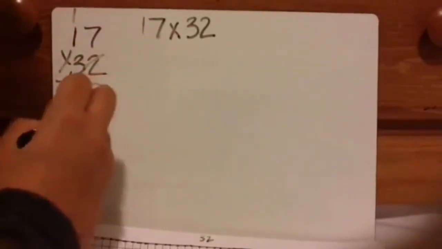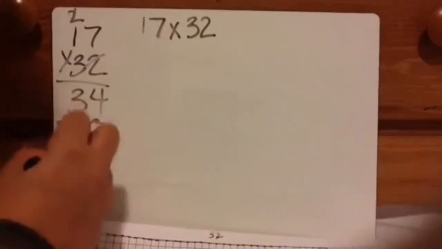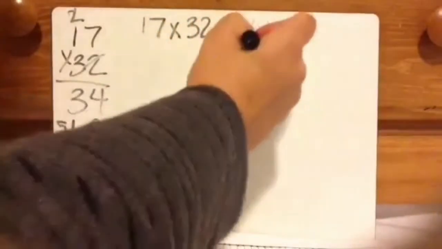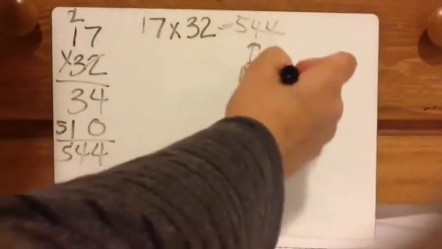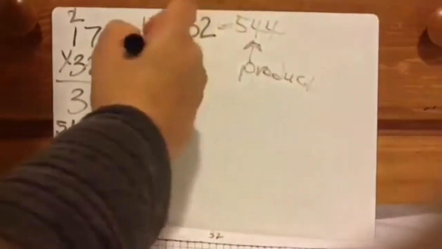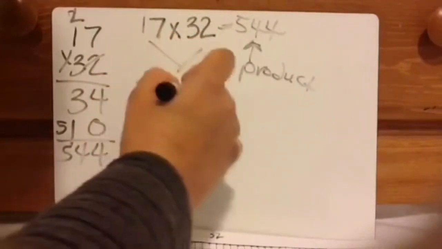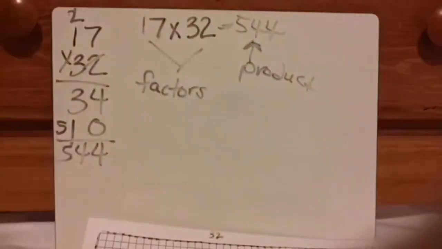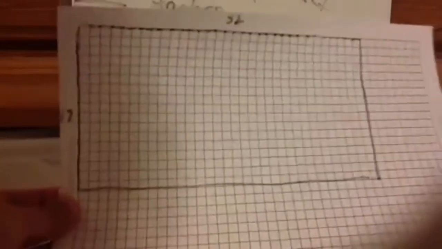So first thing I'm going to do is I'm going to do 17 times 32. Go ahead and get my answer. So 544. So the product is 544. The factors are 17 and 32. Okay? So step 1 is done. Step 2 is the array. Here's a 17 by 32.